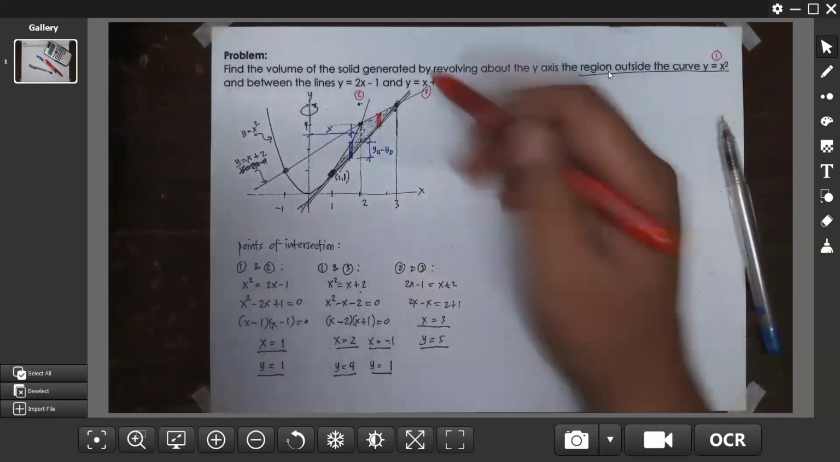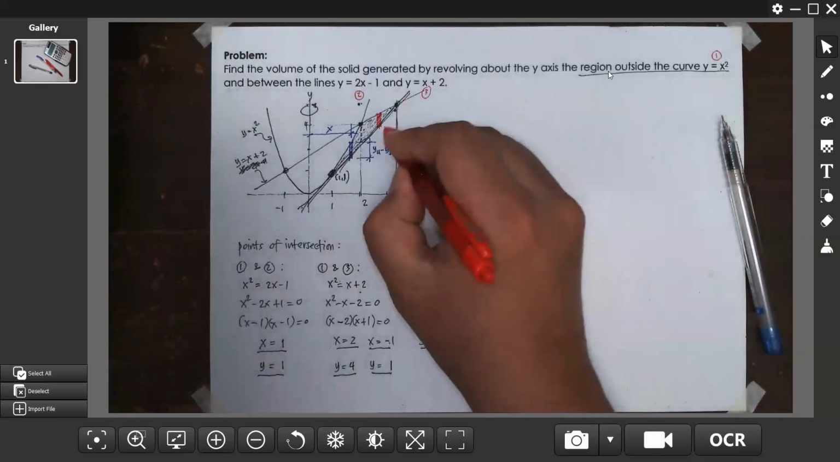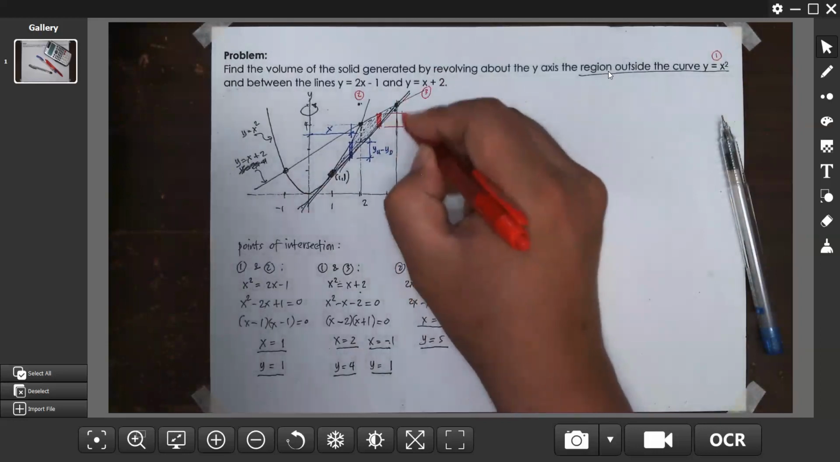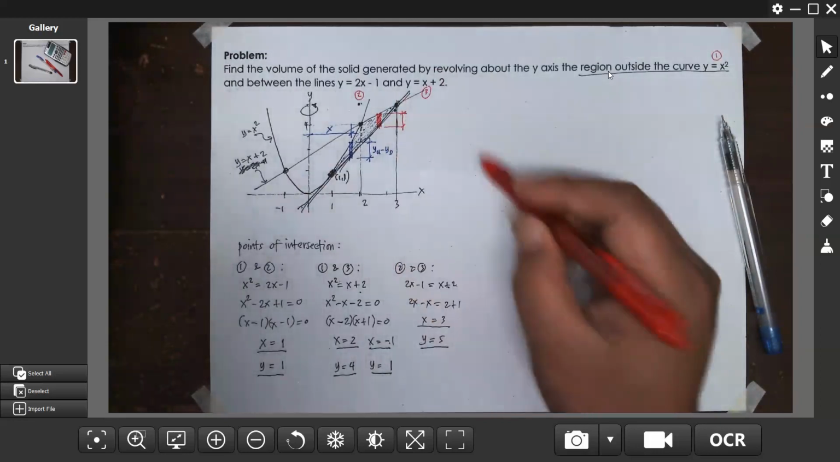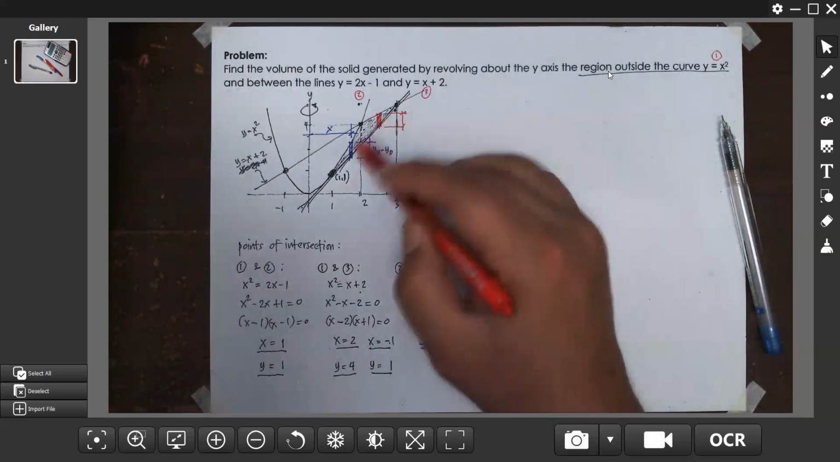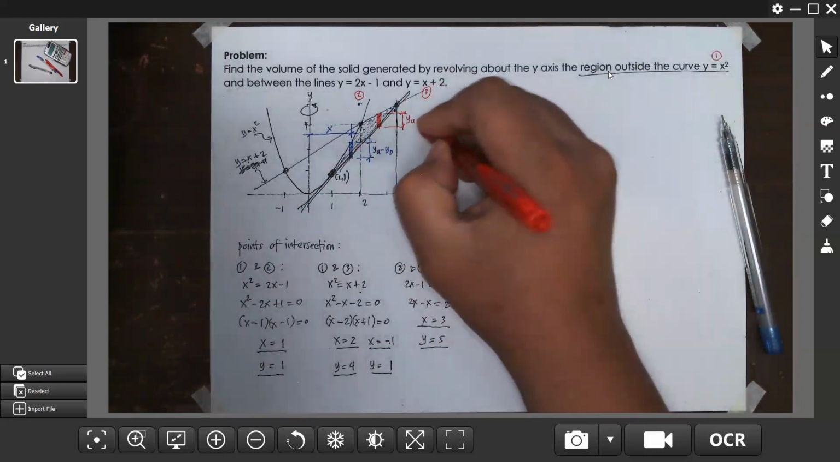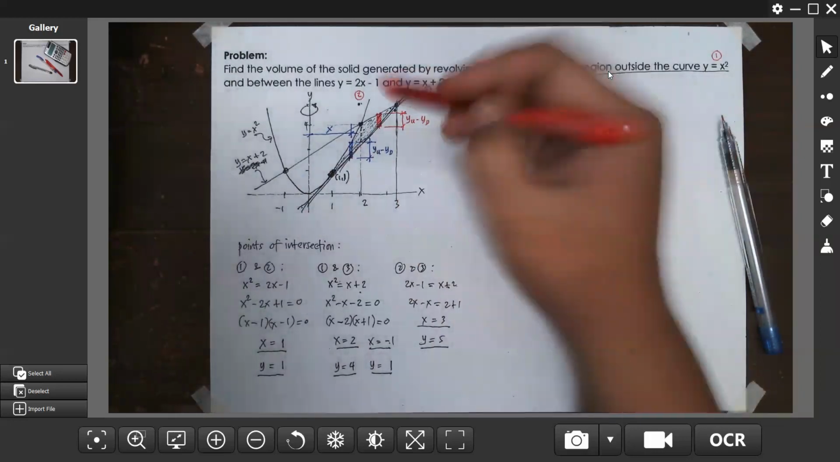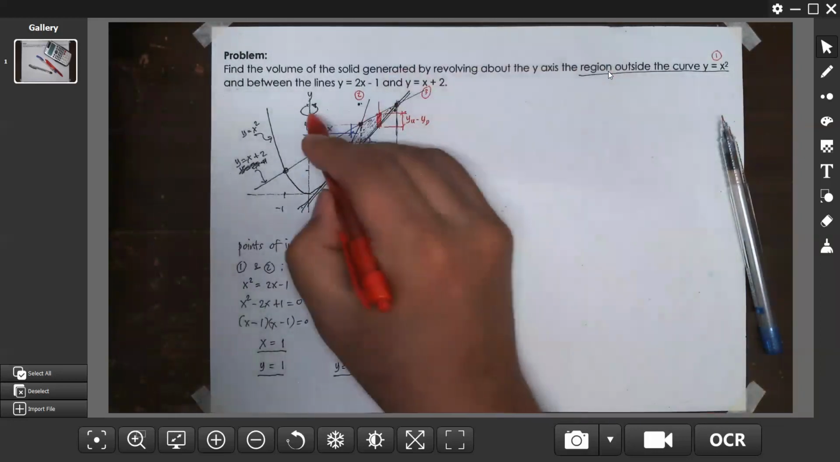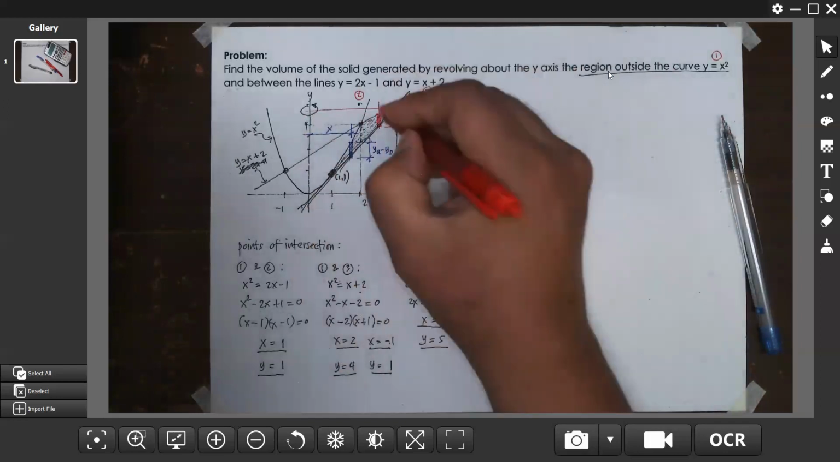Now for the red, same thing, y up minus y down. But we have different curves, y up and y down. This is y up minus y down. Still, this distance is x.